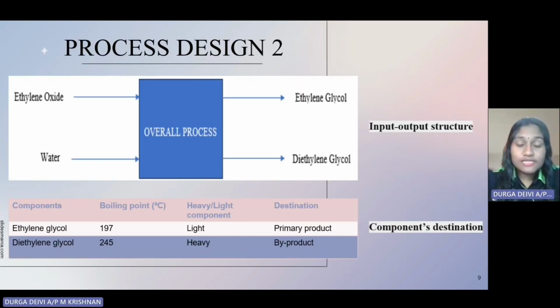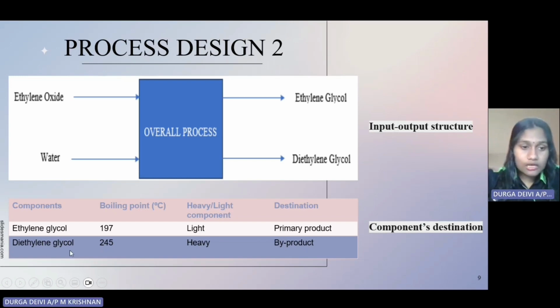Moving on to the process design 2, the figure shown is the input-output structure, where it involves the reaction of ethylene oxide and water as raw materials, and the product and byproduct are ethylene glycol and diethylene glycol. The first component is ethylene glycol. The boiling point is 197, so it is considered the light component. So the destination is primary product.